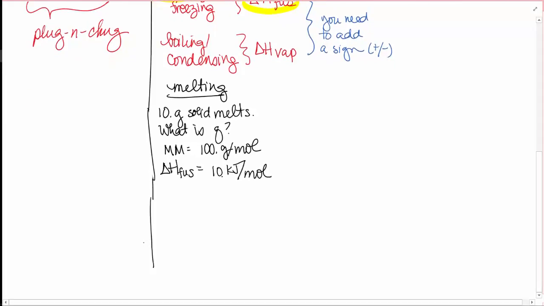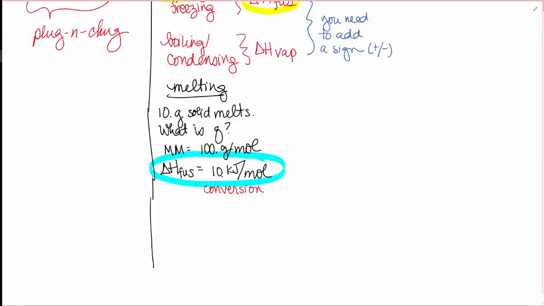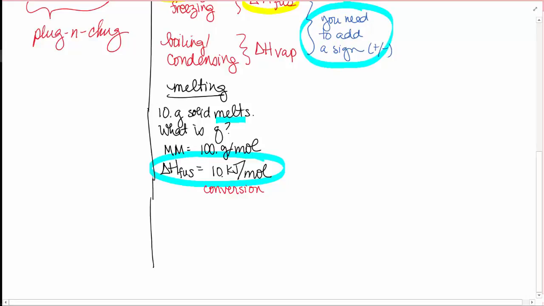But here's what I want you to realize. This is a conversion. In other words, it helps us to convert between kilojoules and moles or moles and kilojoules. The other thing that you have to remember, and I mentioned this up here, is you need to add a sign. So melting, you have to put energy in to melt it. Energy in, remember, is endothermic, and so it's positive. So I am going to add a positive in front of the kilojoules per mole, so I know that's energy in.